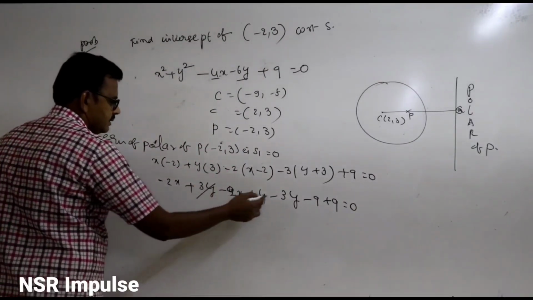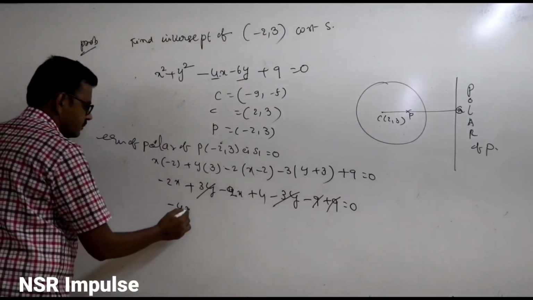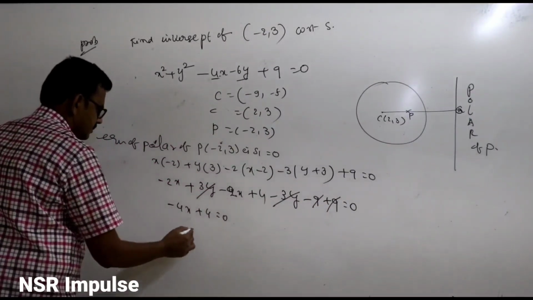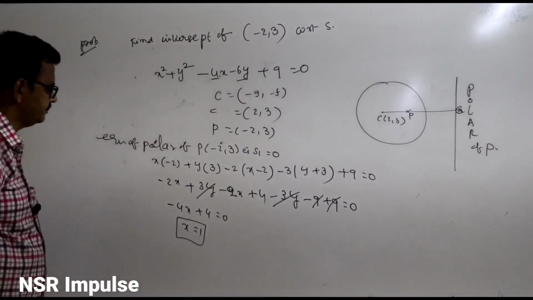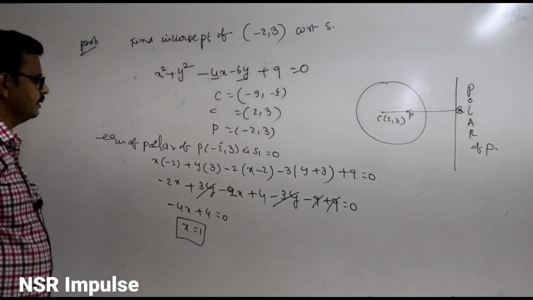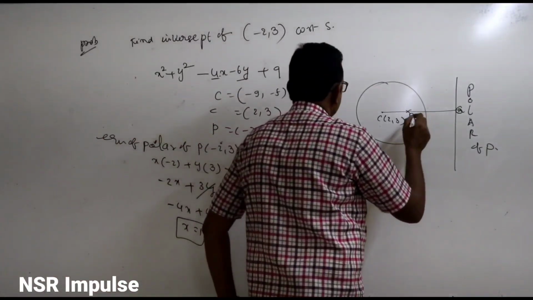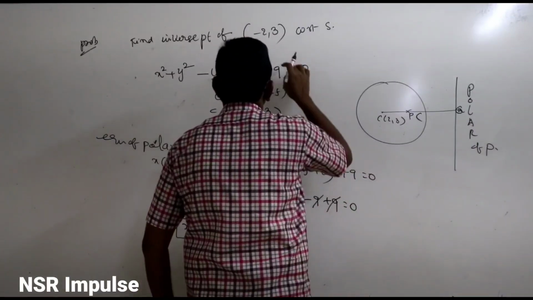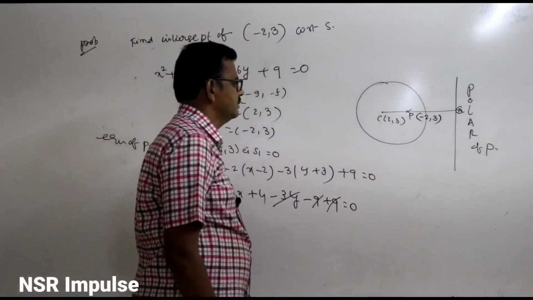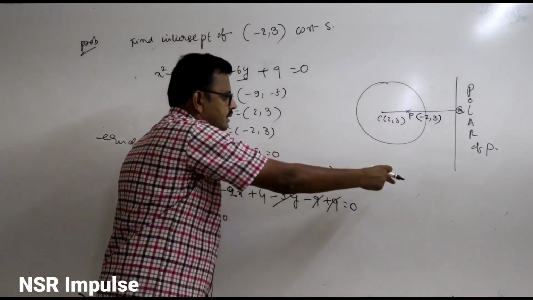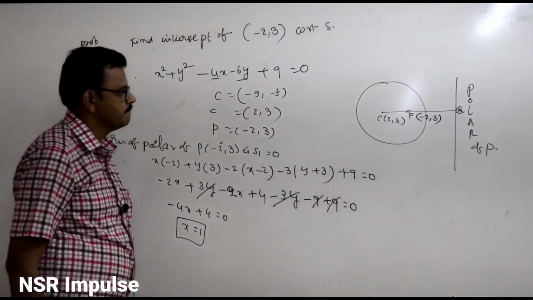Here 3y gets cancelled, 9 and 9 cancel. Minus 4x plus 4 equal to 0. Therefore, x equal to 1. And then find the equation of the line joining the points C and P, where P is minus 2 comma 3. So the polar equation is x minus 1 equal to 0, which is x equal to 1.